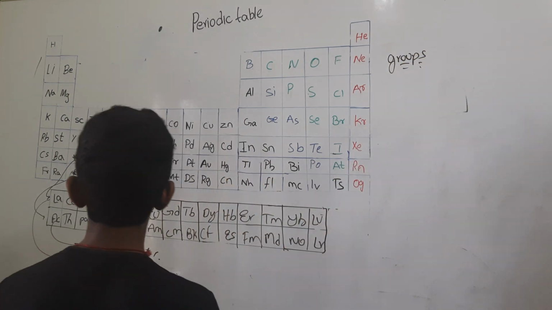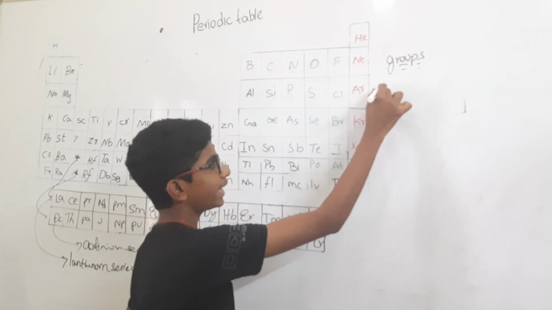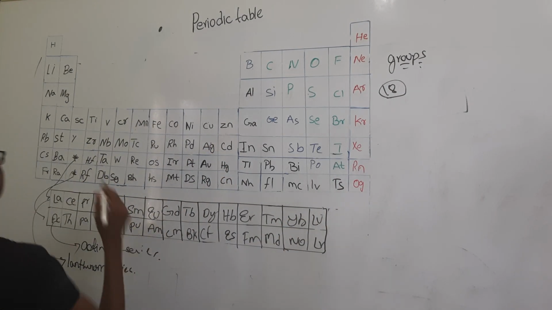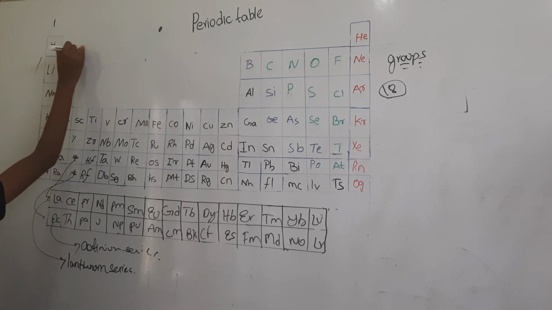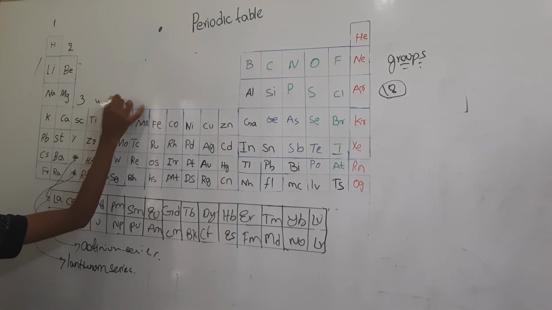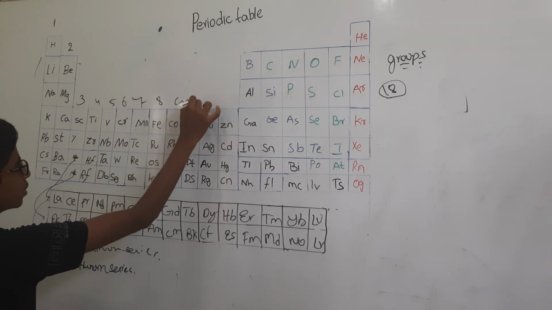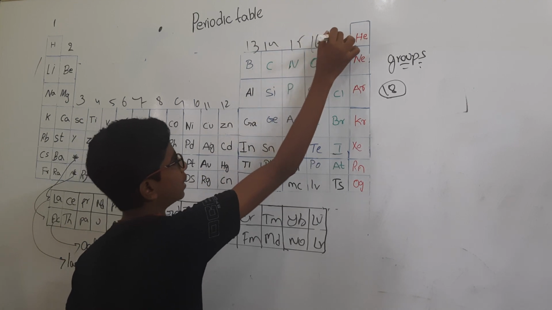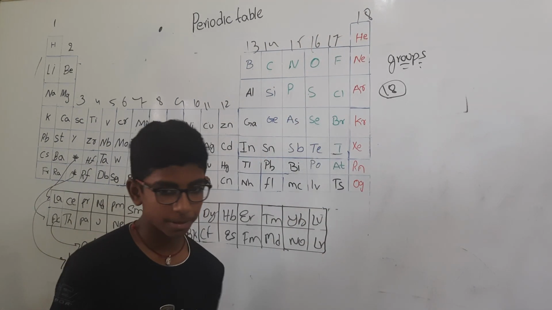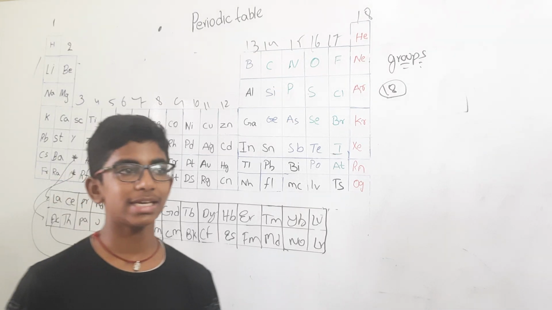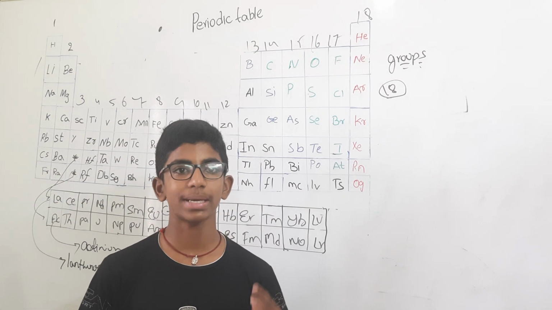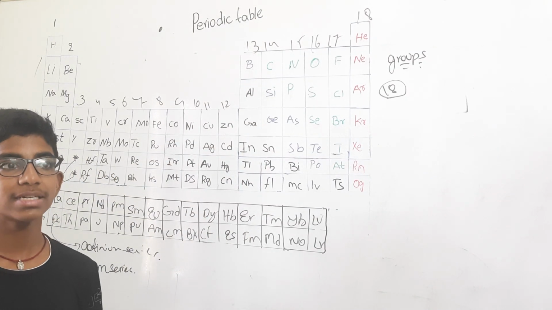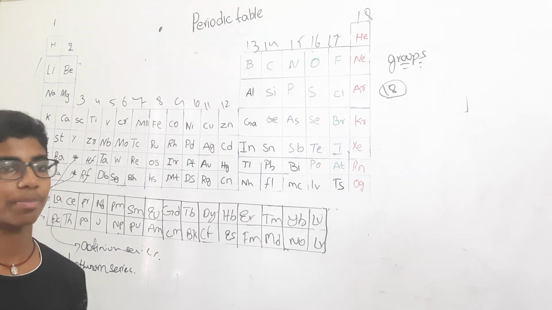Groups. In this periodic table, there are 18 groups in total. For these 18 groups, we first give numbers: first group, second group, third, fourth, fifth, and so on, 11, 12, 13, 14, 15, 16, 17, and the 18th, the last group. The groups are the vertical columns in the periodic table, in which all the elements have nearly the same properties or gradually changing properties.